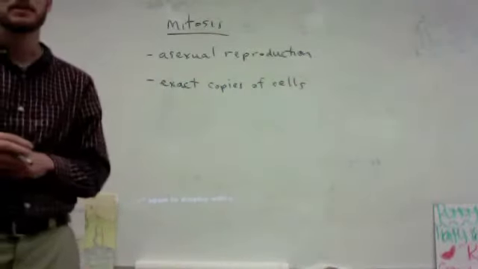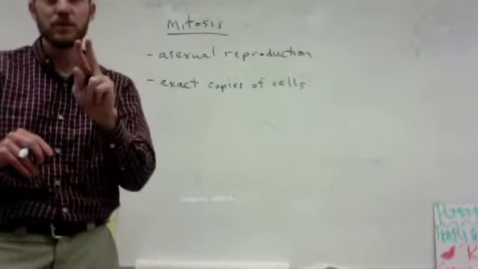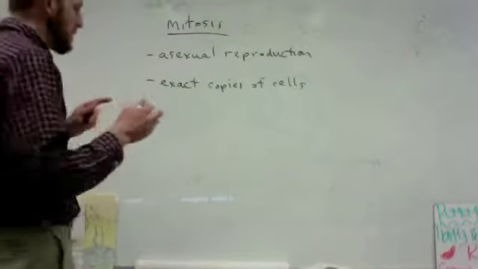And the reason it can do that is because cells, normal body cells, have 2 copies of every chromosome, right? One from mom, one from dad. It's just easiest to think about it that way.